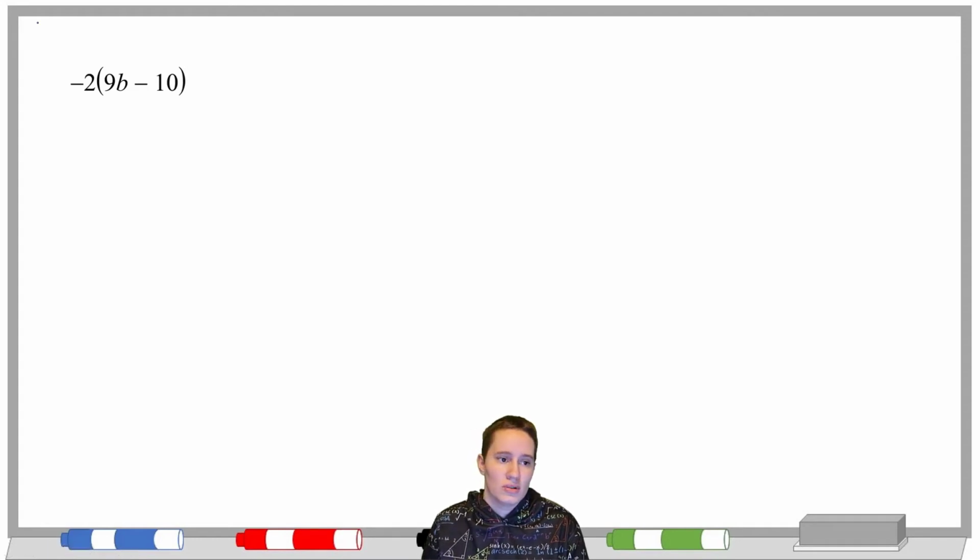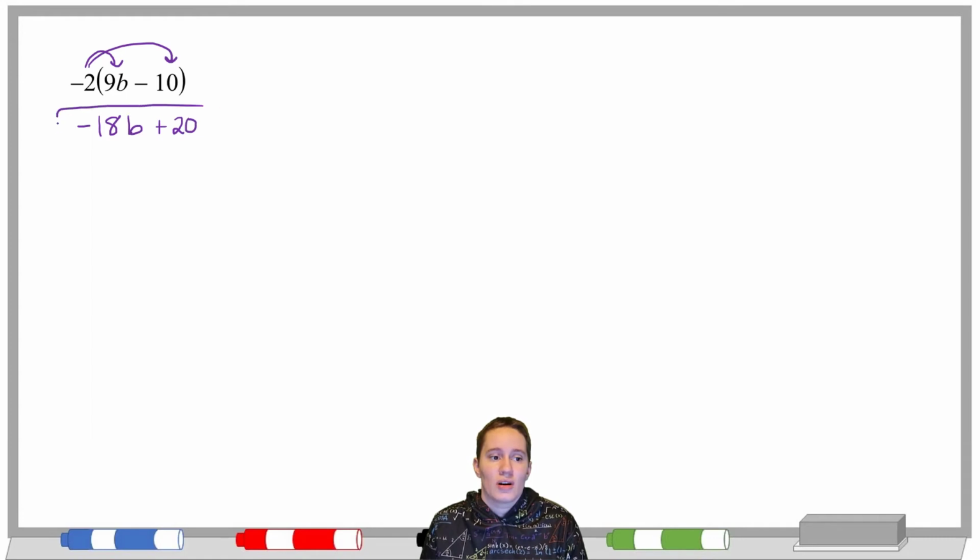Negative 2 distributed in here to 9b minus 10. Negative 2 times 9b is negative 18b. And negative 2 times negative 10, a negative times a negative makes a positive, so that would be positive 20.